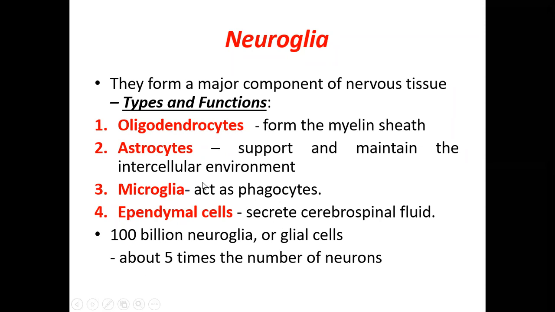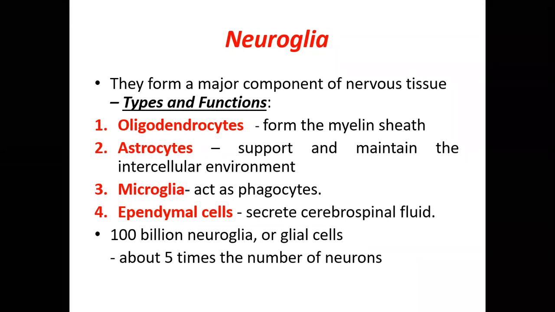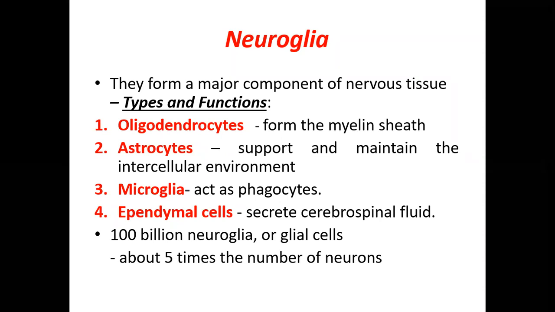Then we have ependymal cells, which secrete the cerebrospinal fluid. There is a very important fluid around the brain and the spinal cord called the cerebrospinal fluid, which nourishes the whole nervous system. It nourishes as well as gives a cushioning effect to the brain. The brain is very sensitive, so to protect it, it is surrounded by this fluid called the cerebrospinal fluid.